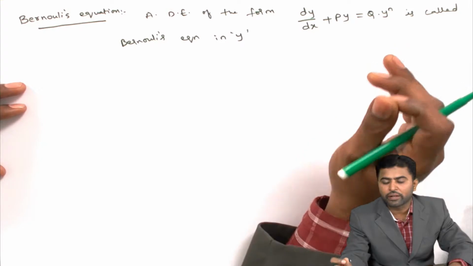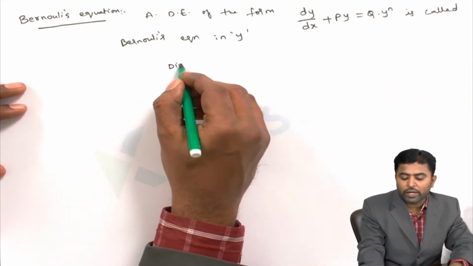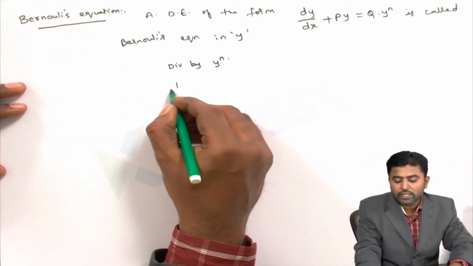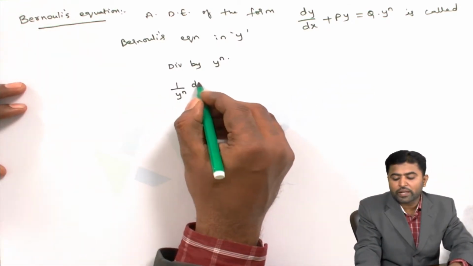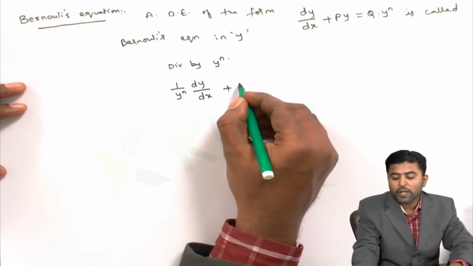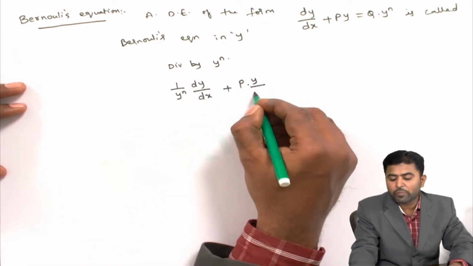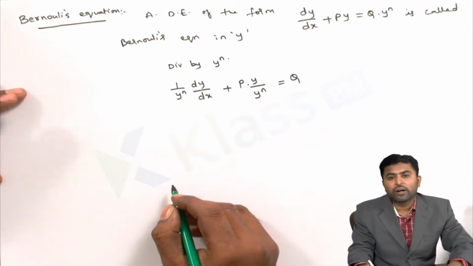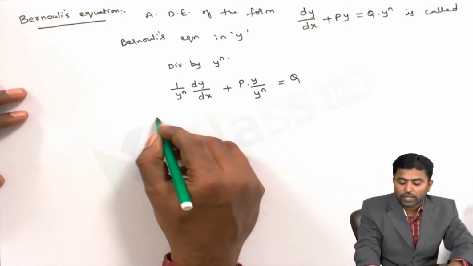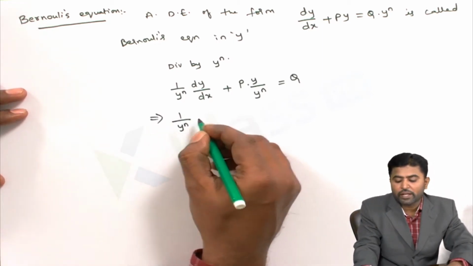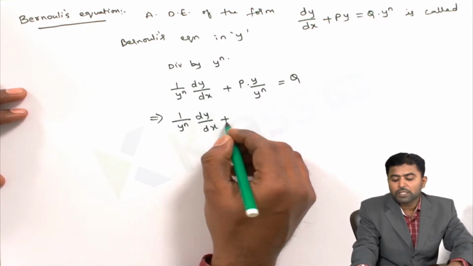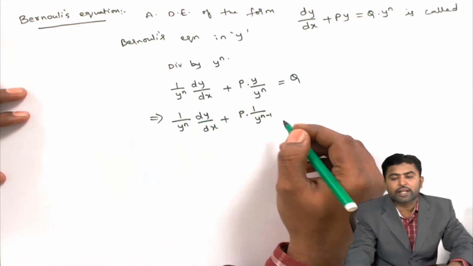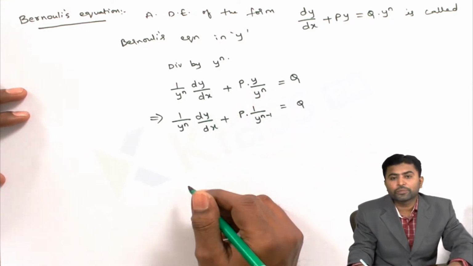with y power n. So divide by y power n. Then we get 1 by y power n dy by dx plus p into y by y power n is equal to q. Then we have to take the suitable substitution after the cancellations. So I'll get this as 1 by y power n dy by dx plus p into 1 by y power n minus 1 after this cancellation. This is equal to q.